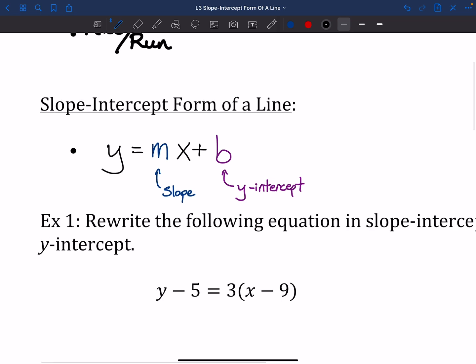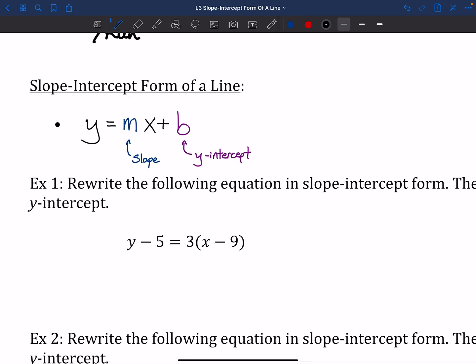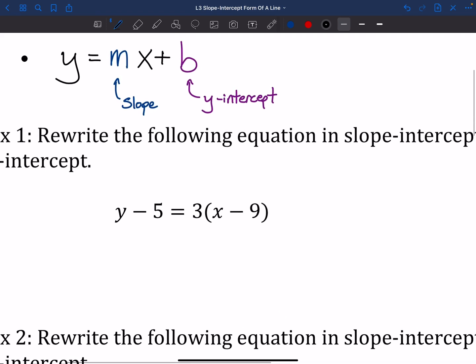So first things first, we've talked about point-slope form already. This first example wants us to rewrite the following equation in slope-intercept form, then state what the slope and y-intercept are. First, we want to turn this into slope-intercept form. Looking at the general form for slope-intercept form up top, what I really want to do is get the y by itself, and the other side should look sort of like mx plus b.